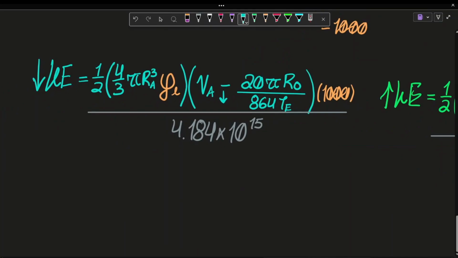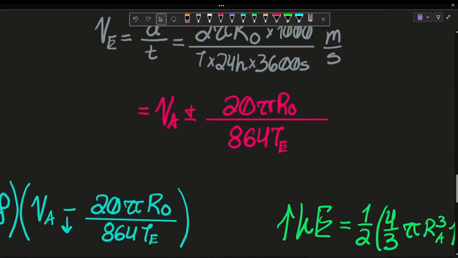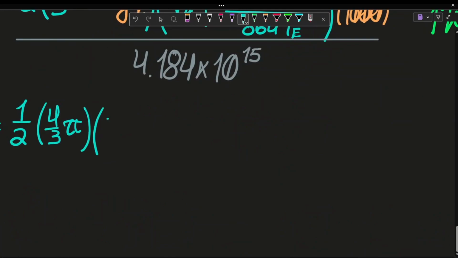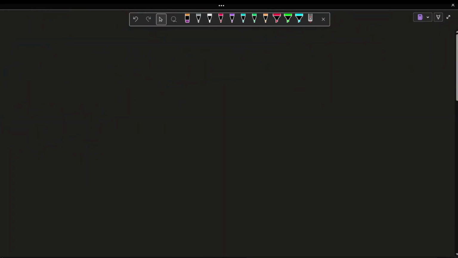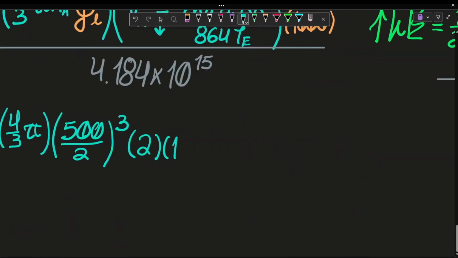So over here, we get that 1/2, and then 4/3 pi. And the radius of the asteroid in the minimum was 500/2. So this was 500 over 2 cubed, and the lowest density was 2. Of course, that's 2 times 1,000 for the conversion to kilograms per meter cubed.